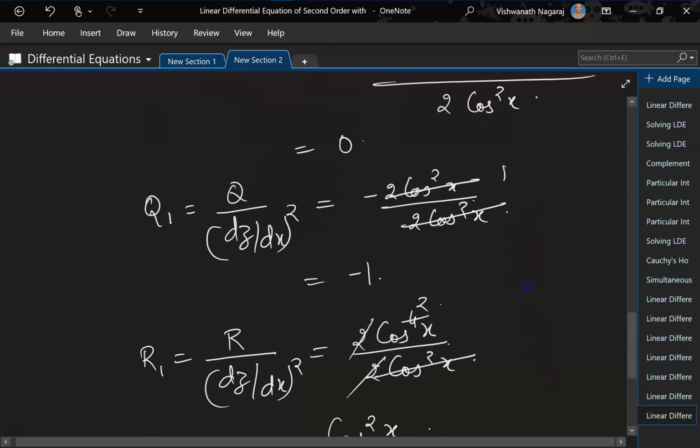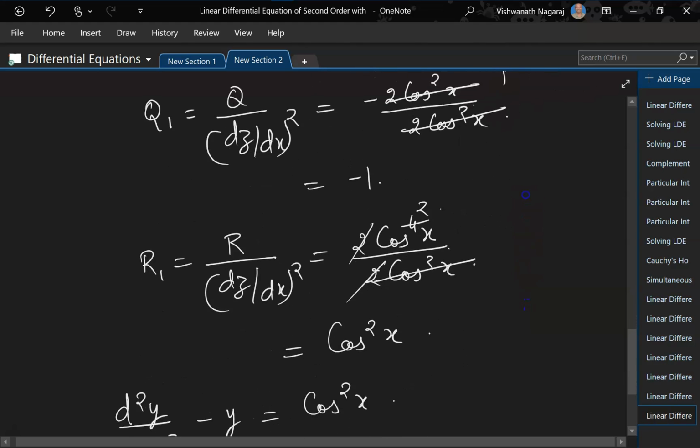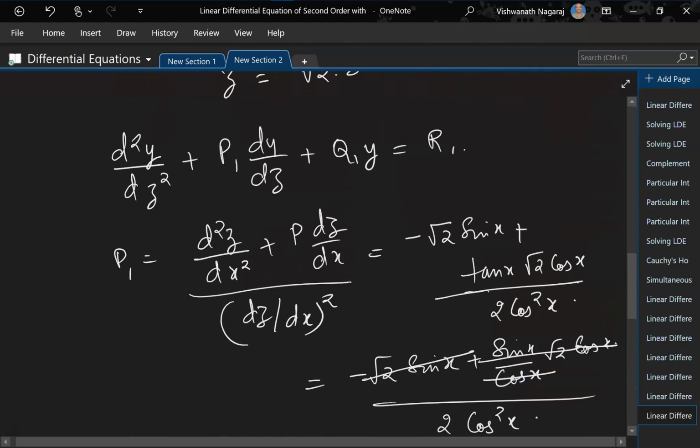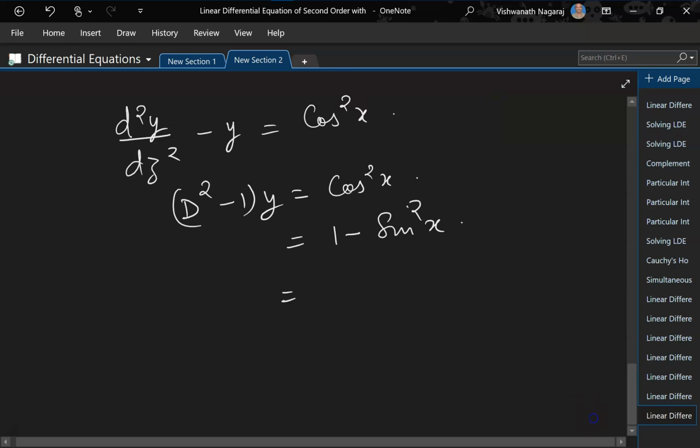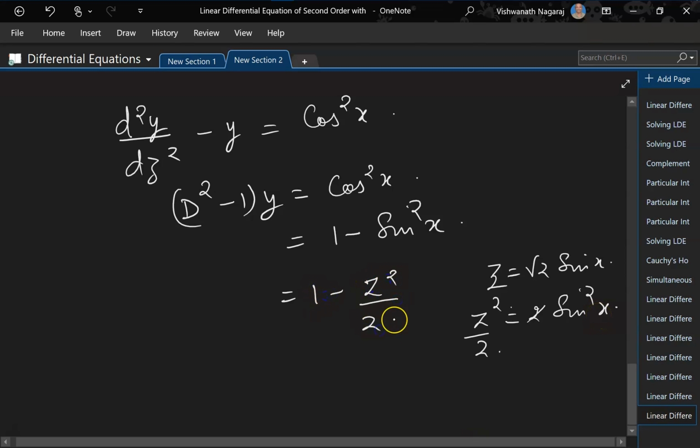Okay. Now 1 minus sine square x. Let's see here, z is equal to root 2 sine x, right? Z is equal to root 2 sine x. Now what we want is sine square x, right? So let's square it. We get z square is equal to 2 sine square x. If we bring the 2 to this side, we get z square by 2 is equal to sine square x. So we can write it as 1 minus z square by 2.